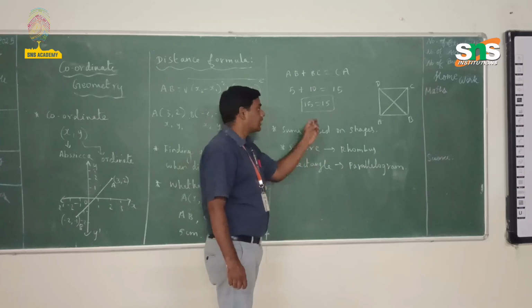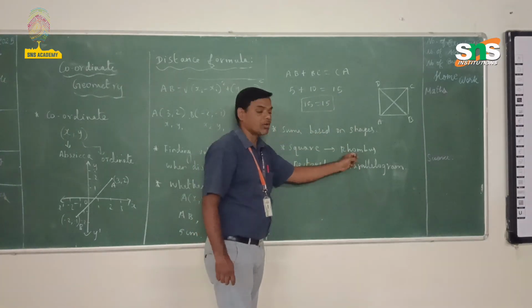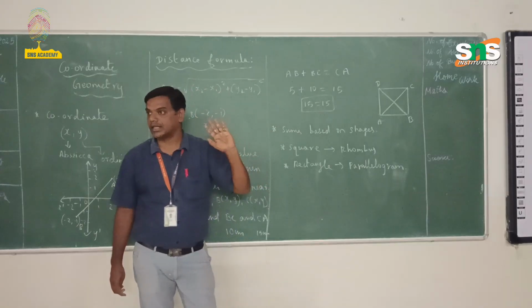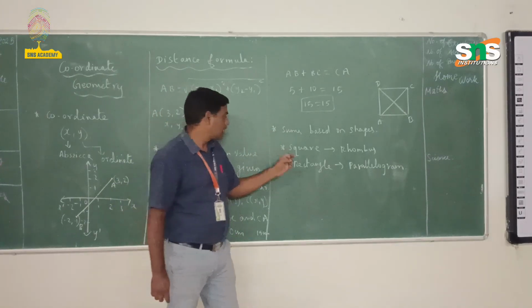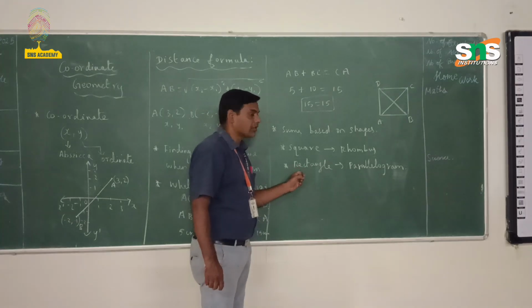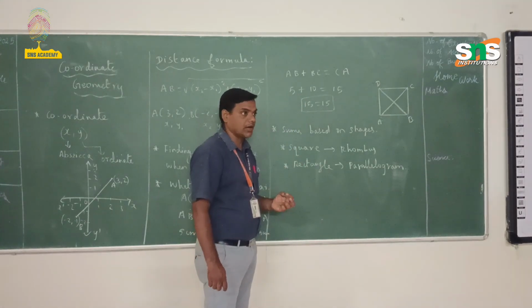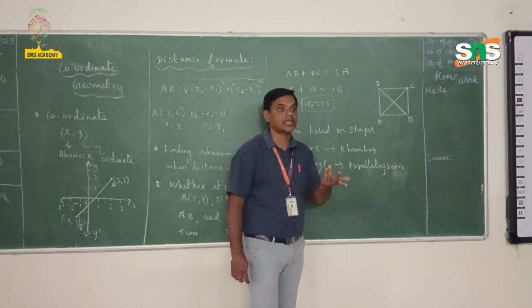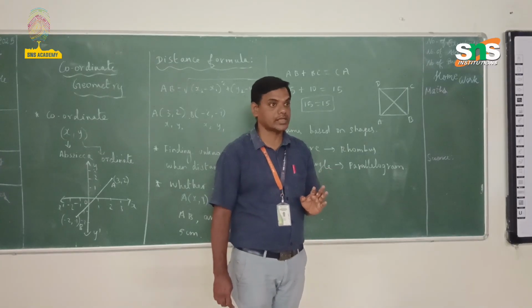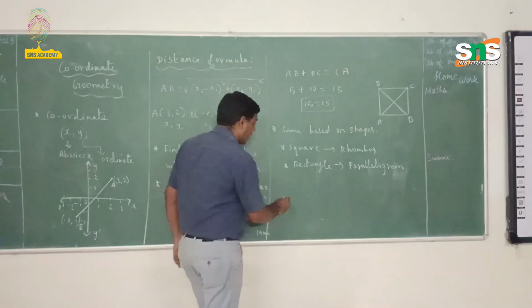Understand? If the diagonals are not equal but all the sides are equal, then we can say it is a rhombus. Any doubt in this? Understood? Okay, next rectangle. In a rectangle, opposite sides are equal and diagonals are equal. In a parallelogram, opposite sides are equal, but diagonals are not equal. So based on this is the way we will have sums, and then triangles.